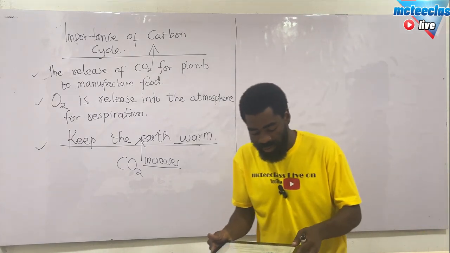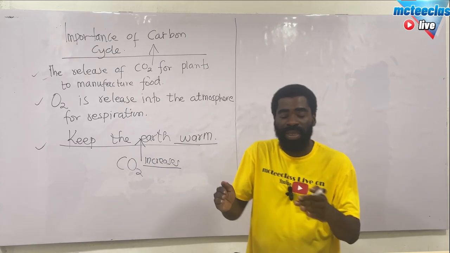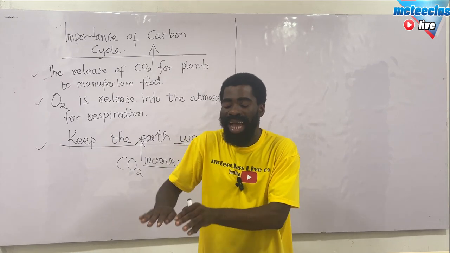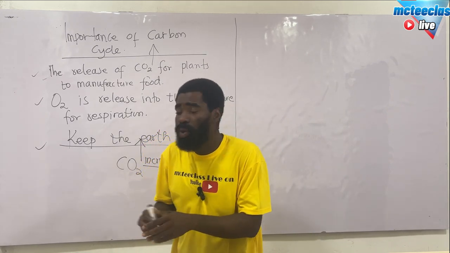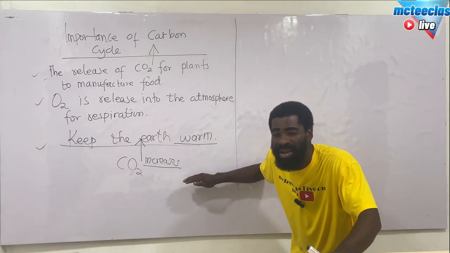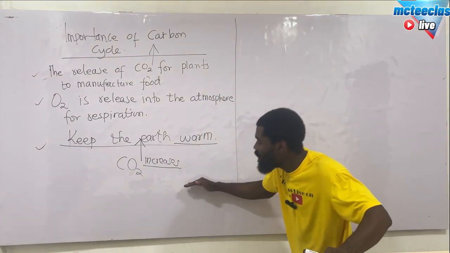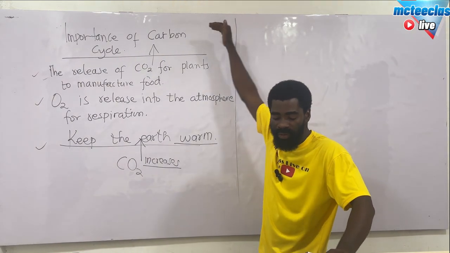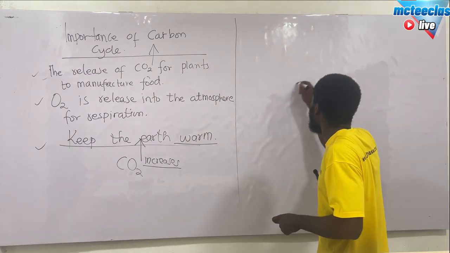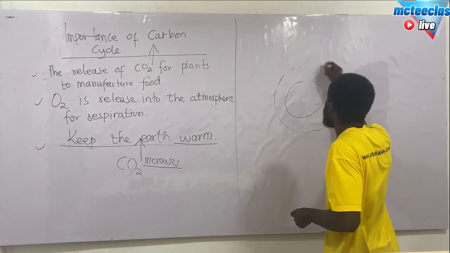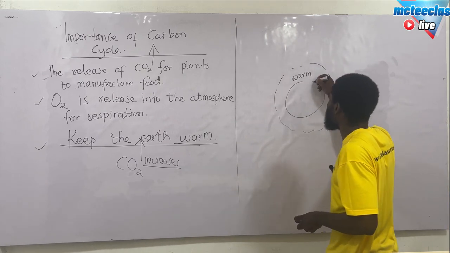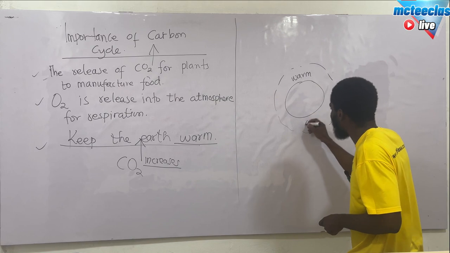What is the greenhouse effect? The greenhouse effect is the gradual warming of the atmosphere. So it's a gradual process. The atmosphere begins to warm gradually. Why? Because there's an increase in the carbon dioxide concentration or an increase in greenhouse gases. When greenhouse gases increase in the atmosphere, then the atmosphere of the earth becomes what? Warm. So if this is the earth and this is the atmosphere of the earth, if this becomes warm gradually, then we say we have experienced what?